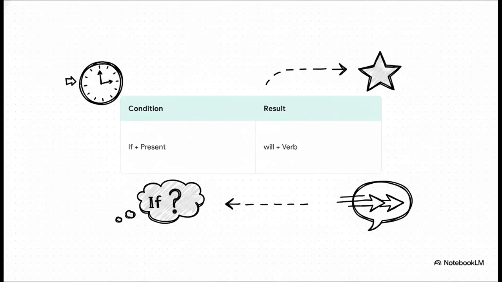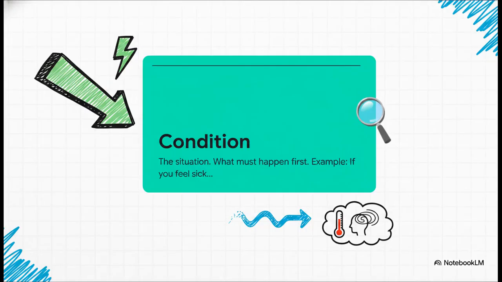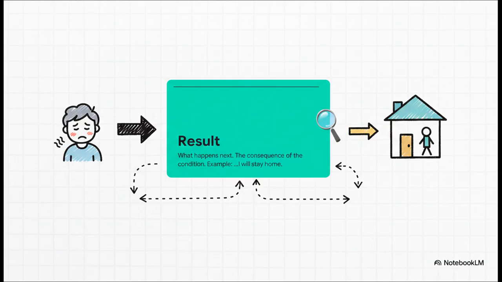Let's break that down a bit more. Okay, so first up is the condition. You can think of this as the trigger or the cause. It's the situation that has to happen first for the other part of the sentence to become true. For example, if you feel sick. That's our situation right there. And then comes the result. This is the effect. It's what will happen directly because of that condition. So if our condition is, if you feel sick, the logical result is, I will stay home. See how they're connected? Condition, then result.